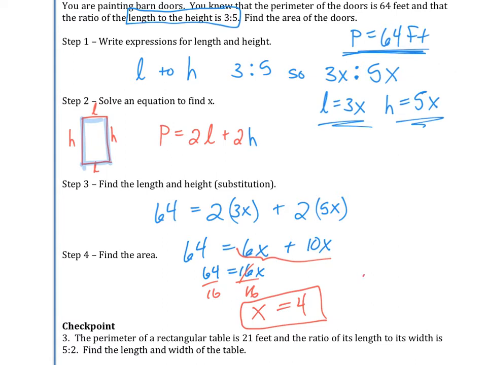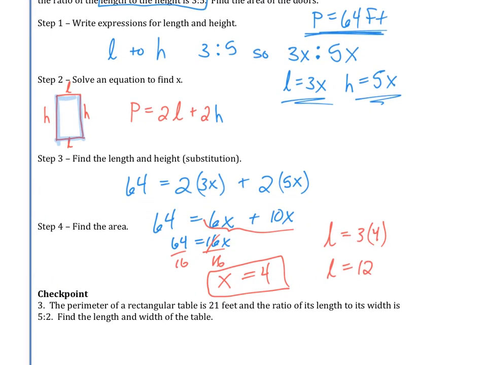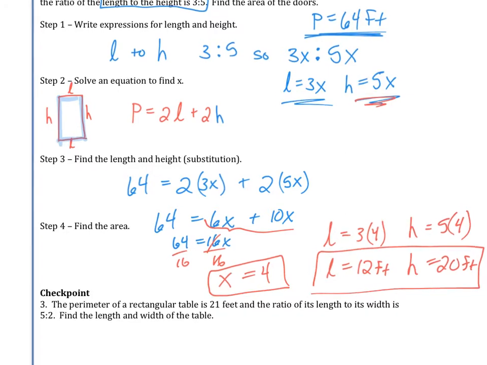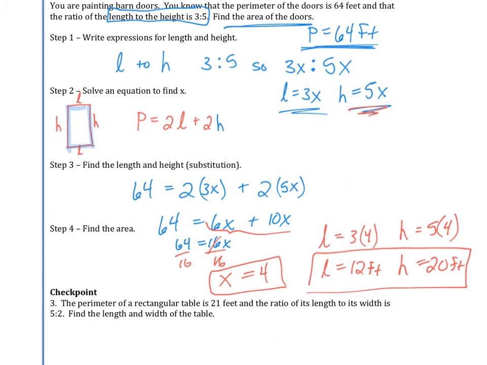So what that means is the length is 3 times 4. So the length equals 12. And the height, which is up here, is 5 times x, so it's 5 times 4. So the height is 20. And these are both in feet. So we found the length, we found the height, and now we got to find the area, because it asks us to find the area of the doors.